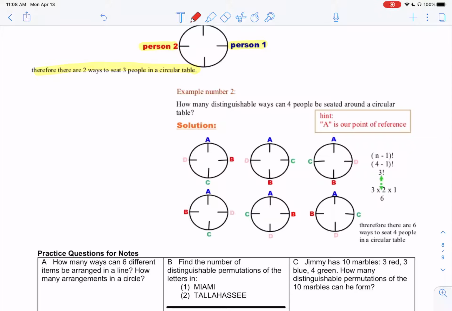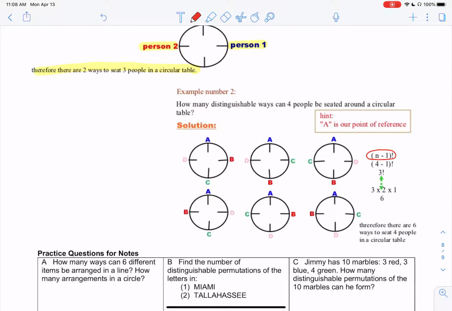Okay, so we didn't ask what the difference would be if we could rotate the people because that would not be distinguishable. The layout's the same, it's just a different perspective. So again, I'm going to look at the formula n minus 1 factorial. And because there are 4 people, I plug in 4. It's really just 3 factorial that I'm solving for.